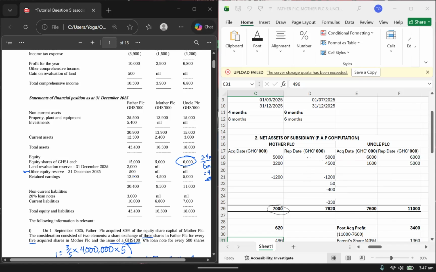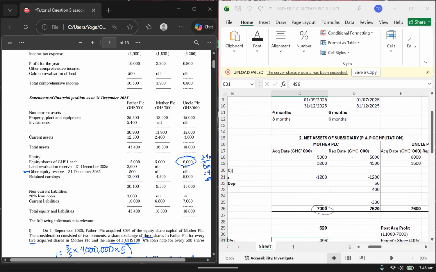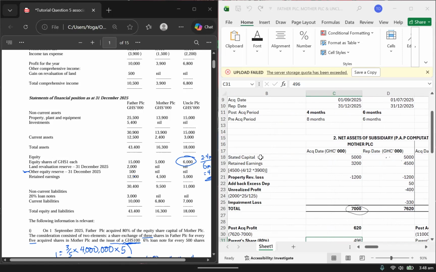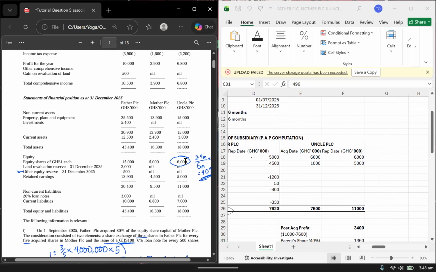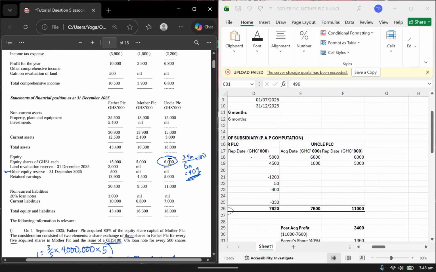Okay, so how do you do it for Uncle PLC? Just like we did for the subsidiary, you bring the retained earnings and the stated capital. The stated capital here for Uncle PLC is 6,000. Normally stated capital doesn't change, so 6,000, 6,000. And then the retained earnings was given as 5,000.